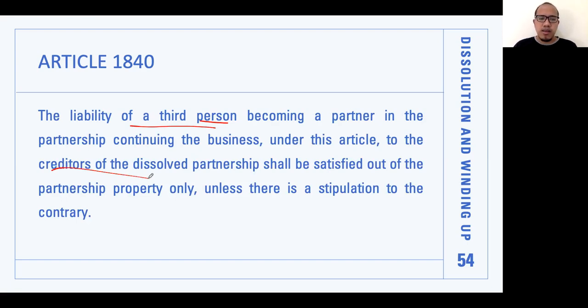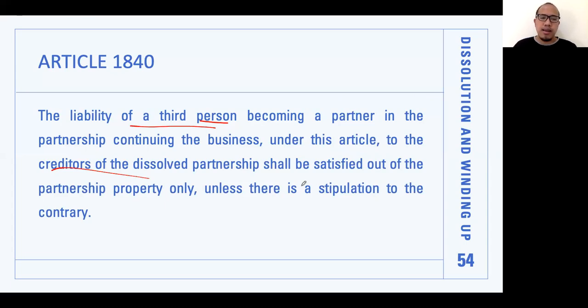Kapag ikaw ay newly admitted partner into the partnership, just like in this case, itong third person na ito, ang kanyang liability ay limited muna sa liability ng partnership na naabutan niya. Ulit para maging malinaw, let's step back. Kung titignan ninyo yung Article 1826, we have a discussion there kung saan mayroong panibagong partner at itong panibagong partner na ito ay may inabutan ng mga liabilities. Diba? Existing na bago pa siya dumating, meron nang liabilities yung partnership na pinasok niya. So very similar with 1840 yung 1826.